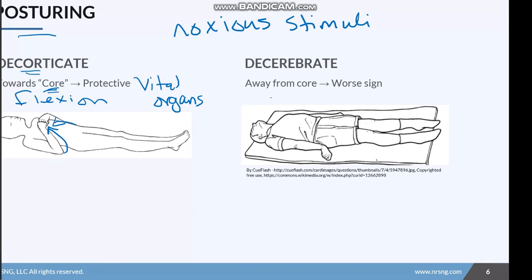Now, decerebrate is actually away from their core, and this is what is known as abnormal extension. Now, again, decorticate is protective. They're leaning towards their vital organs. They're trying to protect their heart. With decerebrate, you're going to see their hands and their wrists extend out to the side. Their toes are going to point, and this is a worse sign. It's a poor sign of neurological function if they're doing this abnormal extension. Now, this would score a 3 on the GCS scale, and this would score a 2. And again, both of these are indicative of pretty significant neurological issues.